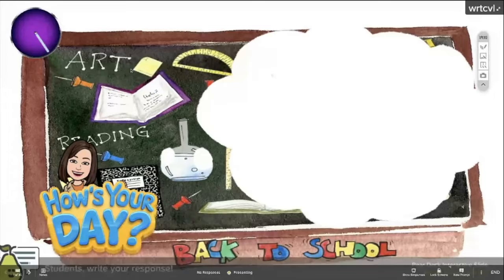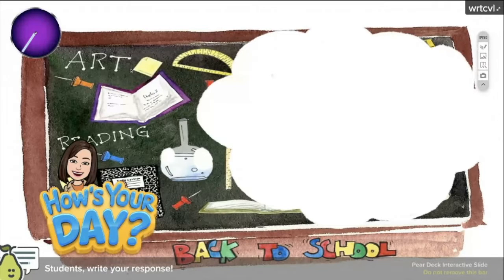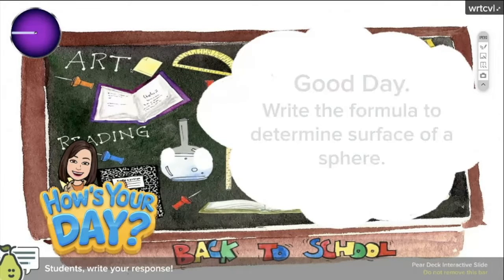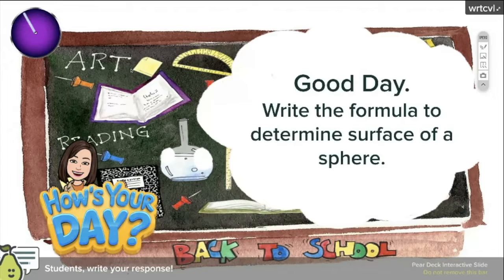Okay, today we'll continue on chapter 6, the last part, which is volume. Respond to the first slide. Write the formula to determine the surface area of a sphere. In the previous lesson, we learned surface area of a sphere, and the pyramid, right? Hemisphere, sphere, and so on, right?